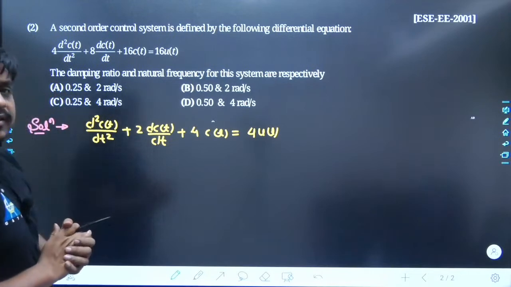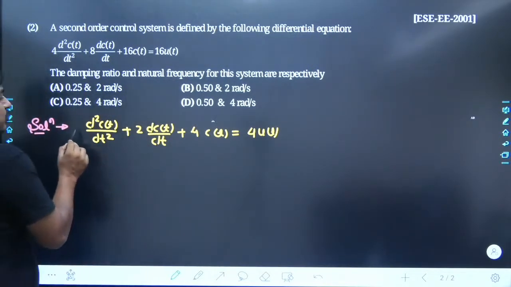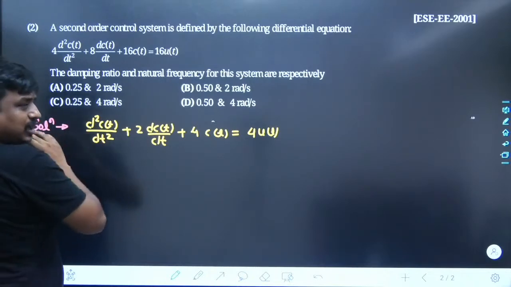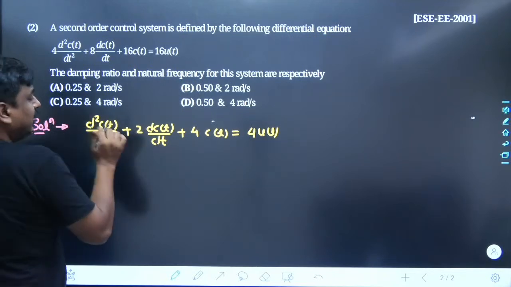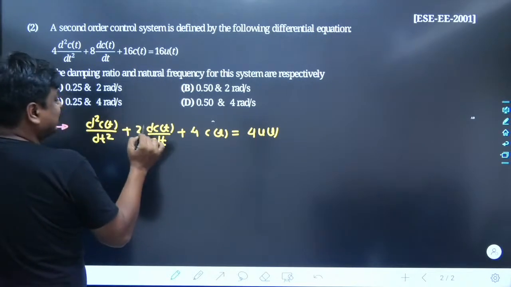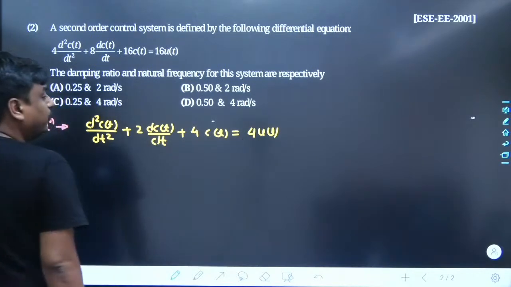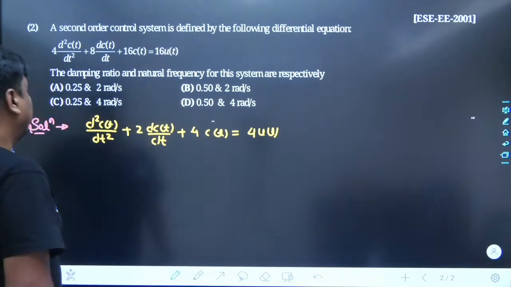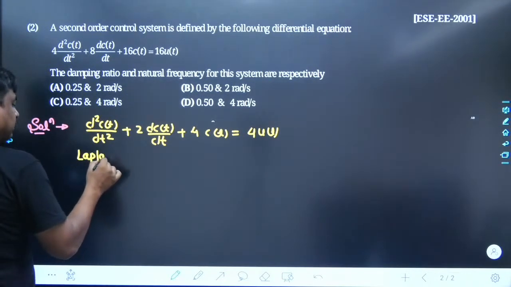If we take the Laplace transformation on both sides, keeping all of the initial conditions 0, it becomes s square C(s). Similarly, it becomes 2 s C(s), and here it becomes 4 C(s), and on the right it becomes 4 times 1 upon s. So let me take the Laplace on both sides.